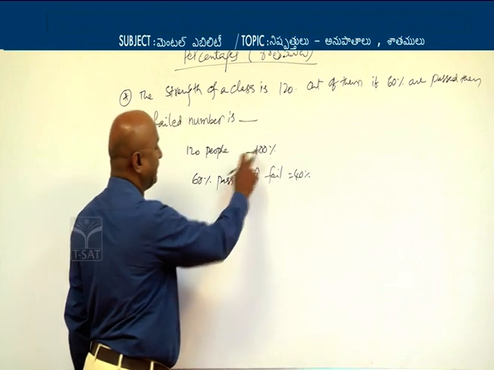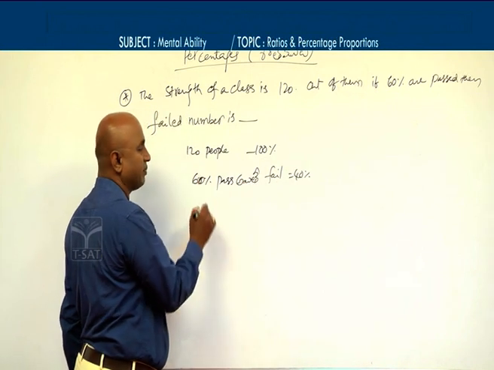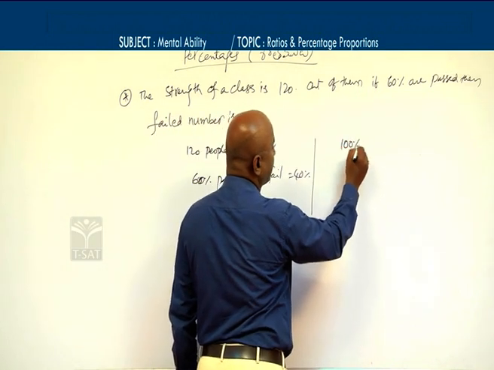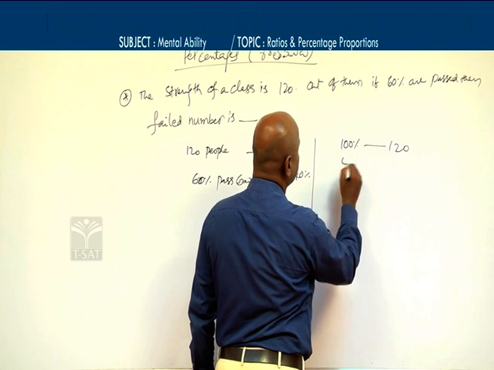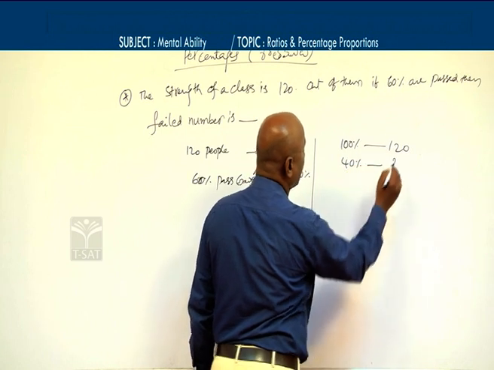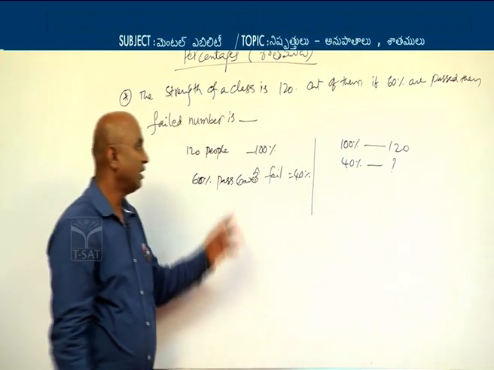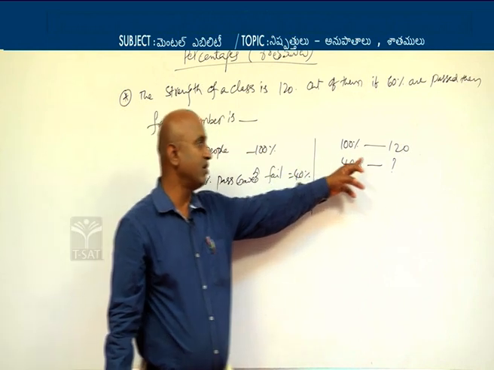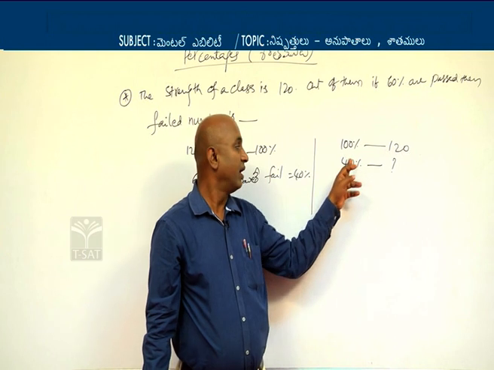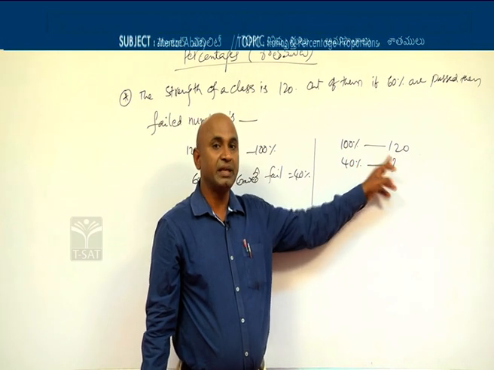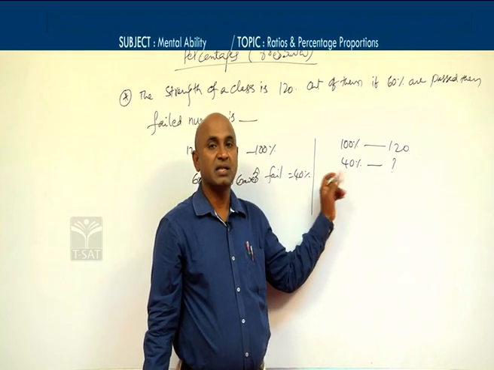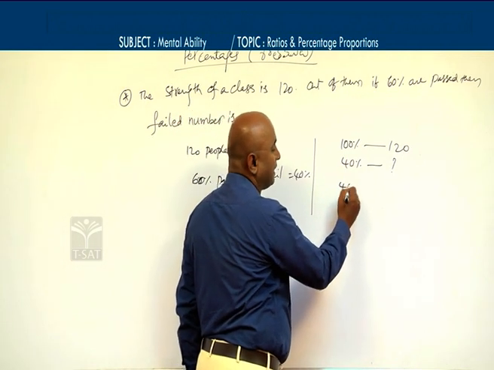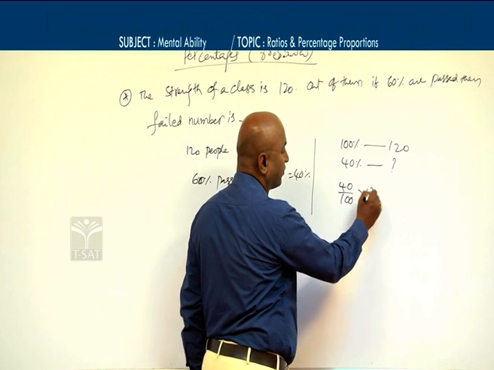40%. 100 minus 60 is equal to 40%. Now see the problem. If 100% is equal to 120, then 40% is equal to how much? Total strength of the class is equal to 100%, and it denotes the value 120. If 100% is equal to 120, then 40% is how much? Then 40/100 into 120.